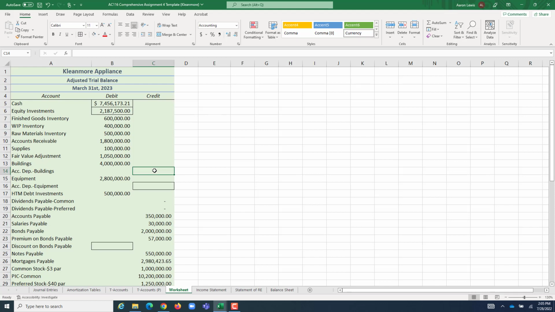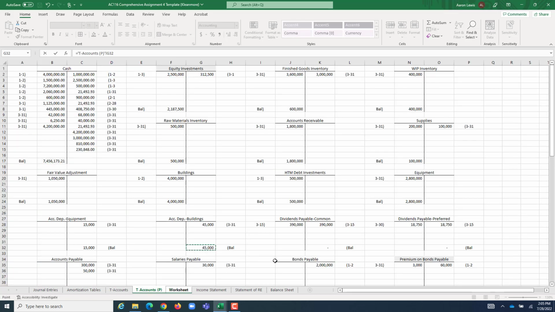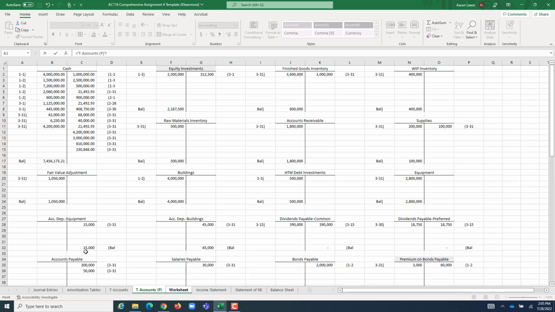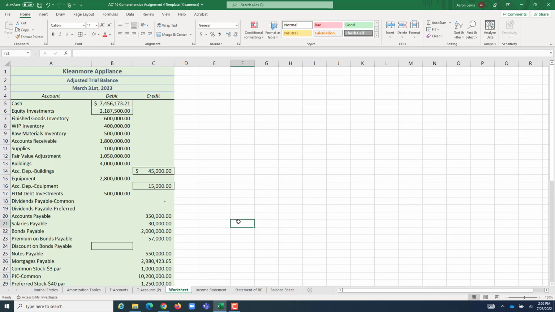So let's bring over our balances and hit equals. Go back, the first one we have is accumulated depreciation of buildings, and according to my T's, that has a $45,000 credit balance. So I'm going to hit enter and bring that number over. Accumulated depreciation of equipment, according to my T's, has a $15,000 credit balance. I'm going to click on that and then hit enter to bring that number over.